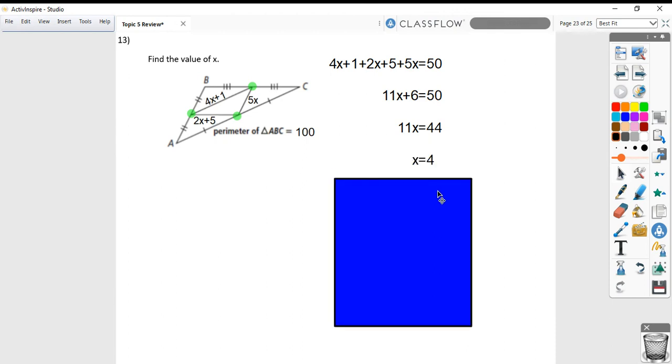Easy peasy. All right. The test is going to be very similar to this. It always is. Okay. Your test questions are always very similar to these. And if you know how to do these problems, you will have no trouble at all on the Topic 5 test.